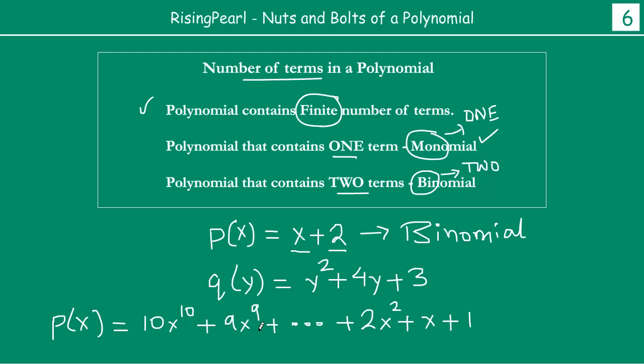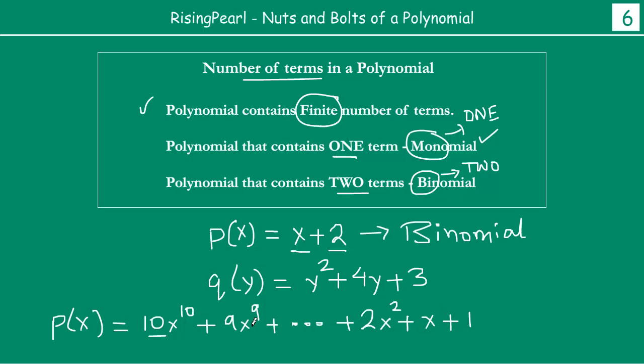So कभी कभी you will get a polynomial which is written like this, जहाँ पे कि some terms are written and some are kind of assumed, because यहाँ पे basically you have a pattern कि जो coefficient है is the same as the power to which the variable is raised. So 10x to the power 10, 9x to the power 9, so on so forth. You get 2x to the power 2, then you have x which is 1x to the power 1 plus 1.